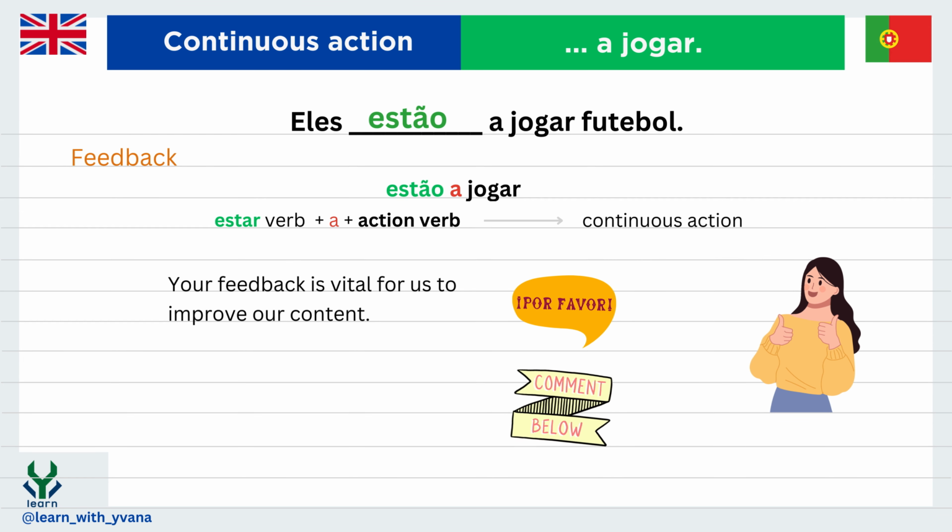It is a very simple estar verb followed by a and then the action verb.